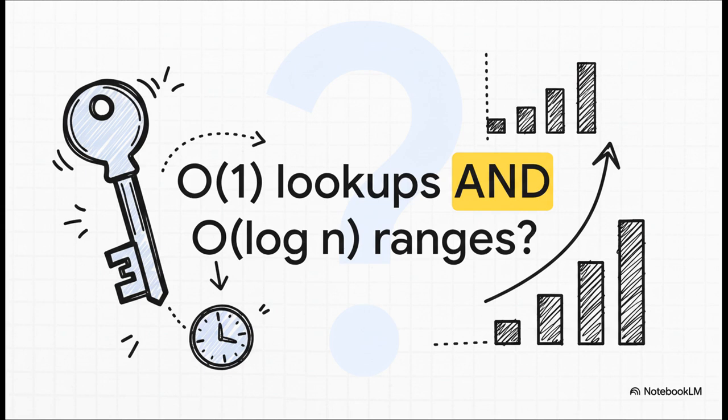Okay, so here's the puzzle. Redis gives you what we call O(1), or constant time lookups. That means finding one key out of a million takes the exact same amount of time as finding one key out of 10. It's flat. But it also gives you these hyper-efficient range queries, like find all the users with scores between 1,000 and 2,000. And those run in what's called O(log n), or logarithmic time. So how can one system be a master of two completely different, almost contradictory performance profiles?